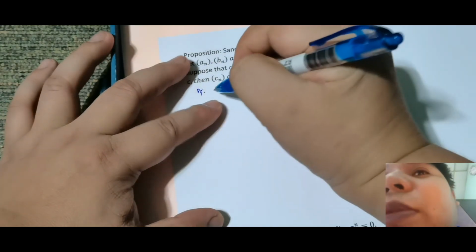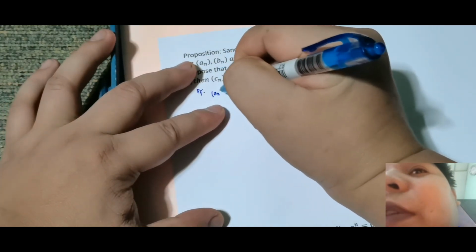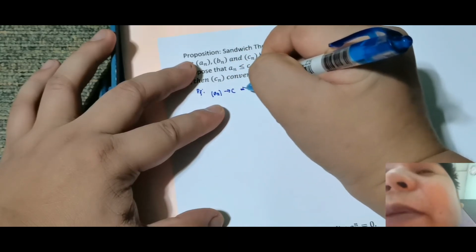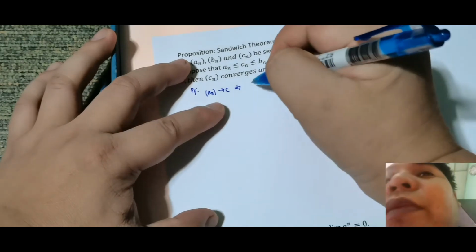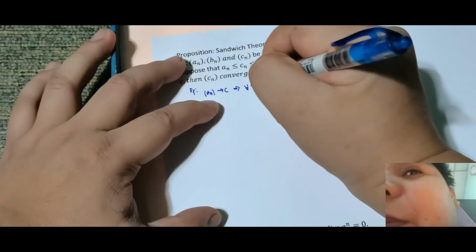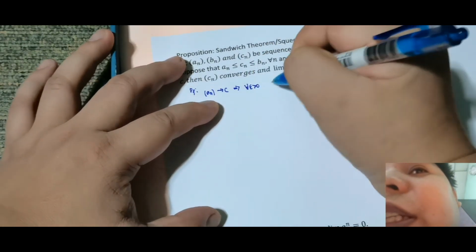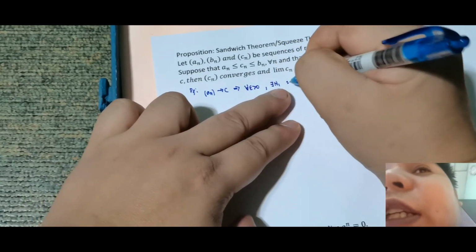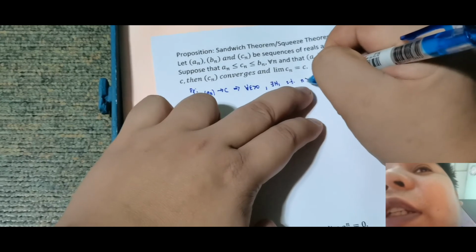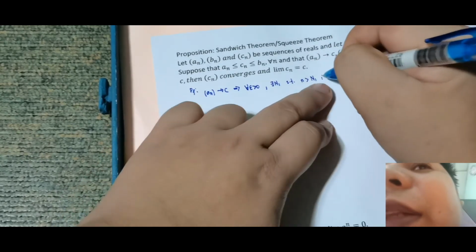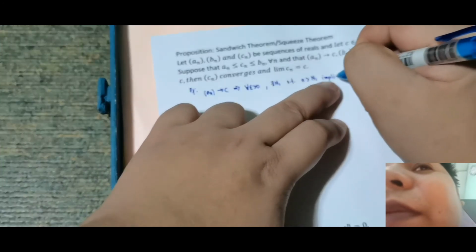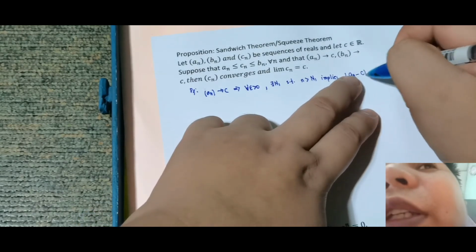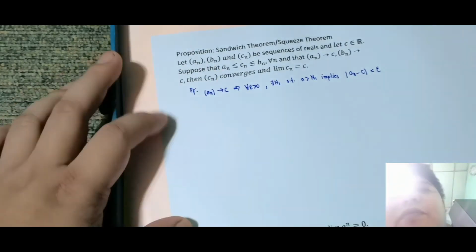Okay, so first, suppose we have A sub n, so A sub n approaches C. This implies, by definition of convergence, for every epsilon greater than 0, there exists n sub 1 such that n greater than n sub 1 implies the absolute value of A sub n minus C is less than epsilon.